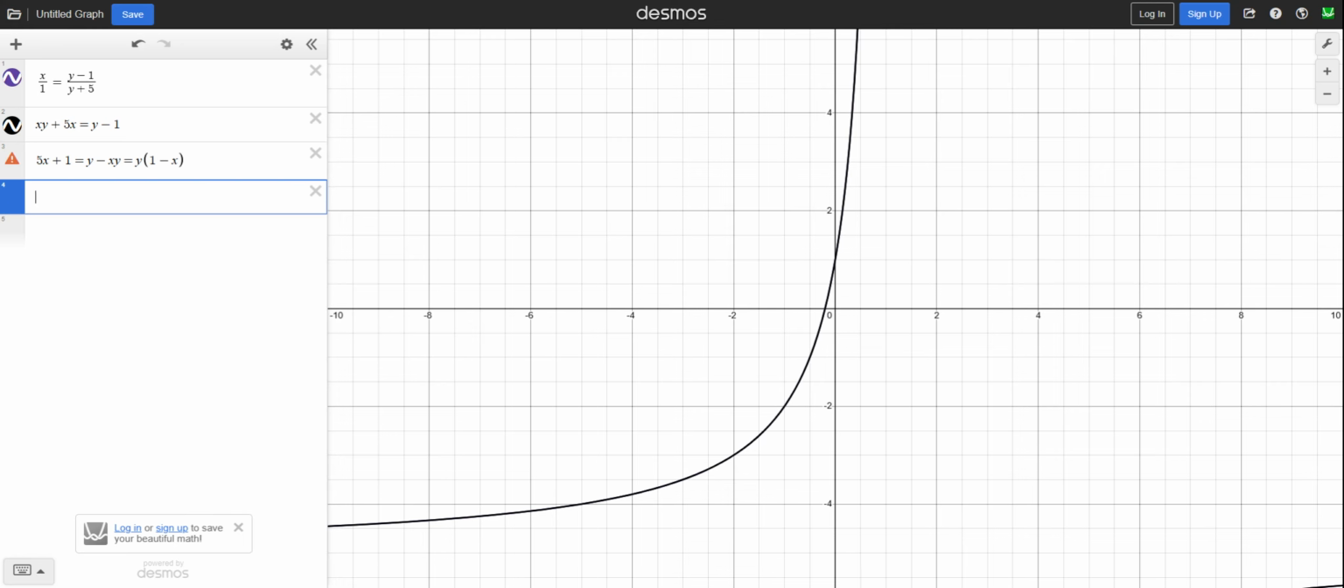Now I need to get y by itself. And I do that by dividing by this stuff. So I have to divide this by this. So 5x plus 1 over 1 minus x. Yuck! Ain't that some nasty crap?